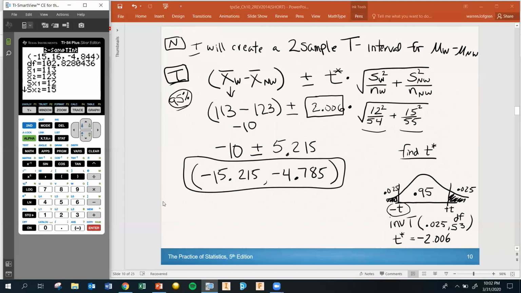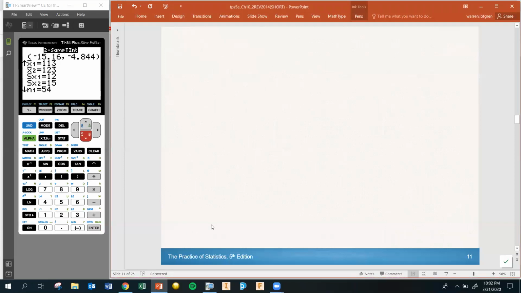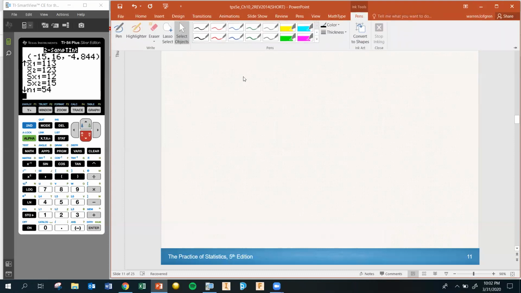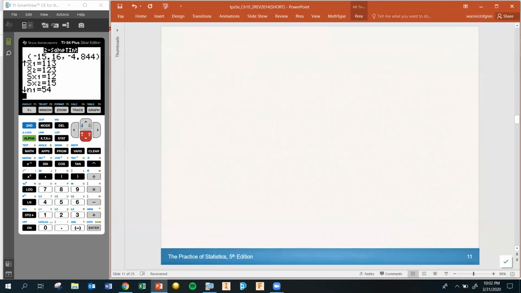Now, hopefully you remember the final step to a confidence interval problem is to make a conclusion. So let's make our conclusion. Remember, the question originally said, is there evidence that the mean mental skill scores of these two groups of babies are different? Well, let's interpret the interval. I'm just going to record the calculator's interval up here. Ours was just slightly different, but I'll just use this now.